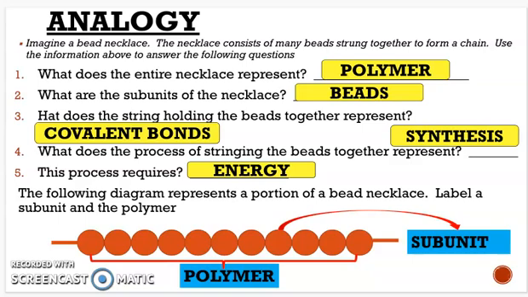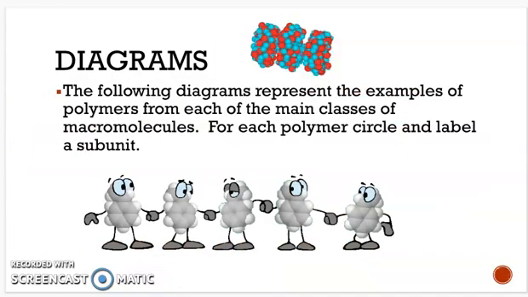Now below you see the long chain of beads bound together by the string. So the long chain is a polymer. One of those beads we're going to label as a subunit. And then the string itself, which we don't have labeled on here, is called covalent bonds.